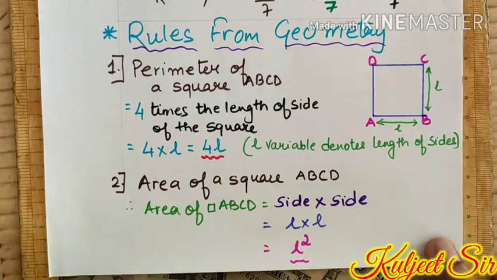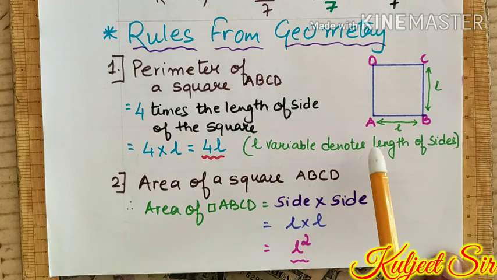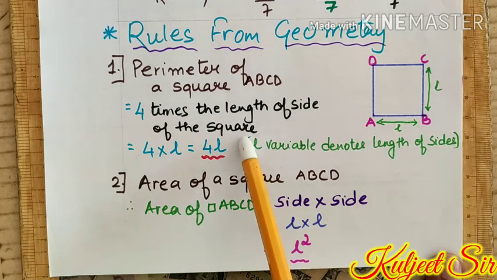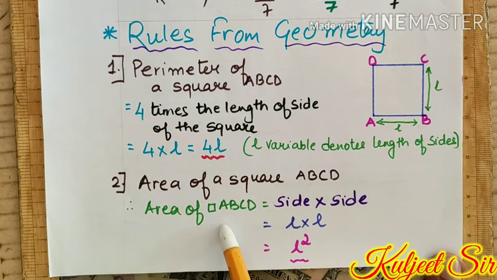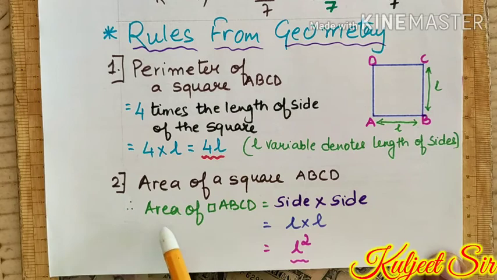We'll be doing it for the area of a square. Second one, area of a square ABCD. This was the perimeter, and now we'll be talking about the area. Area of a square, the same square ABCD. Therefore, the area of a square ABCD, what will happen?